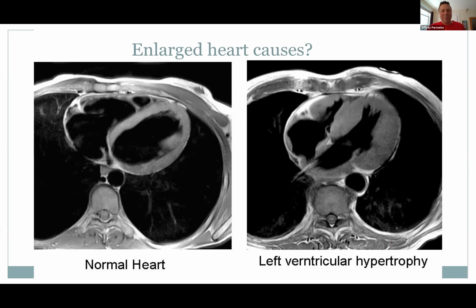But there's lots of pathological causes, right? If you've got hypertension, high blood pressure, your heart's going to get big. Stenosis of the valve, it's got to work harder. So all these causes of hypertrophy, most of them are not good.